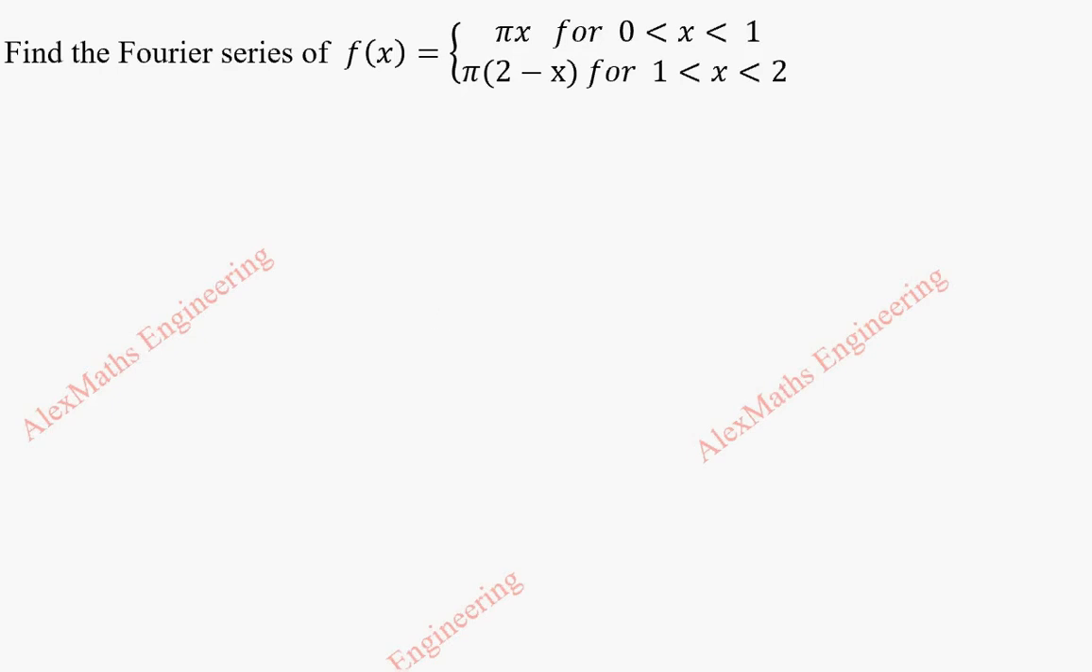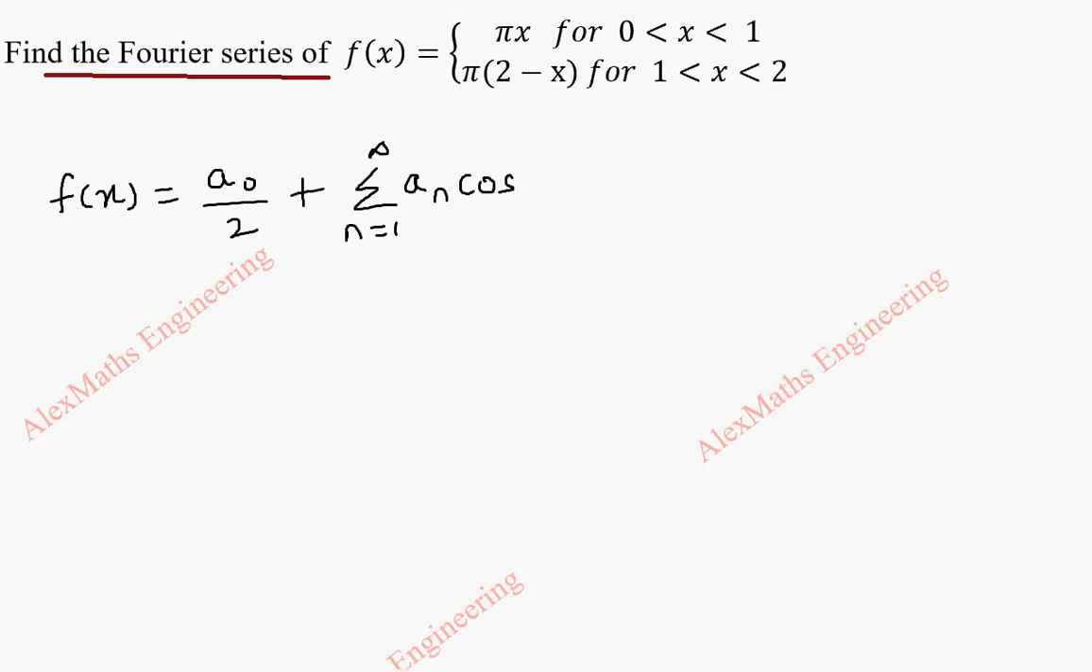In this video, we are going to find the Fourier series for the given function f of x. As a first step, we are going to write the formula for f of x, which is a0 by 2 plus summation n equal to 1 to infinity an cos n pi x by L plus summation n is equal to 1 to infinity bn sin n pi x by L.